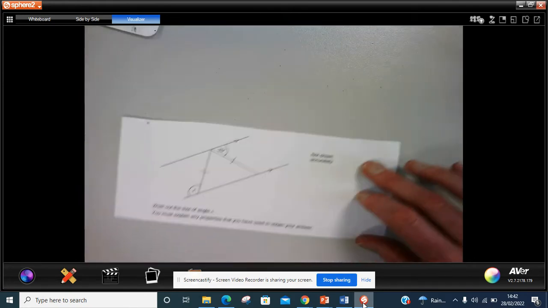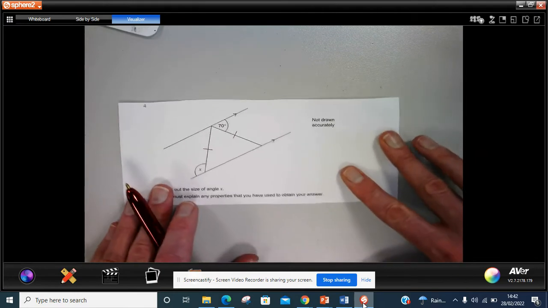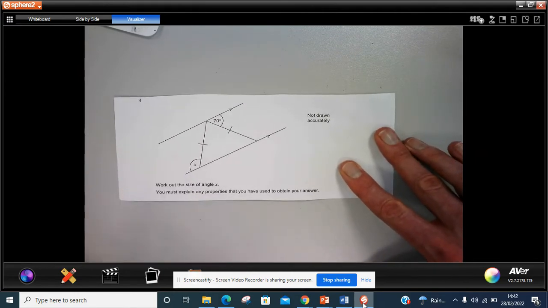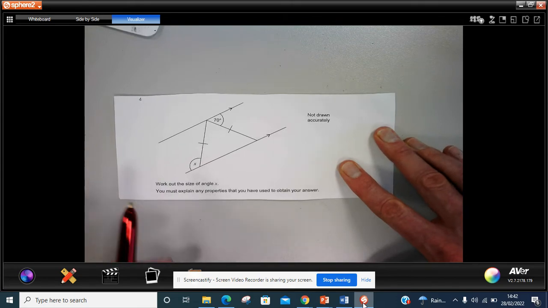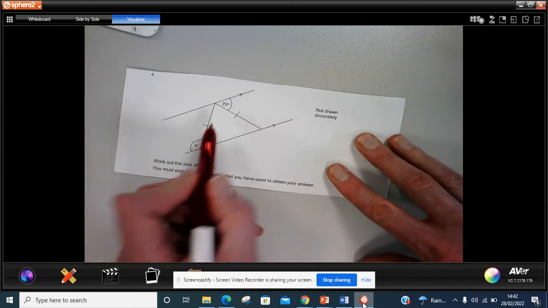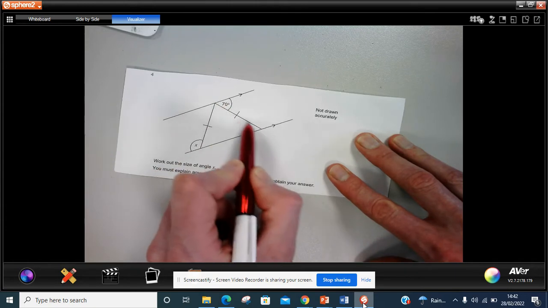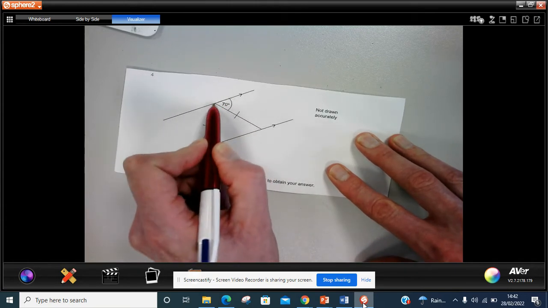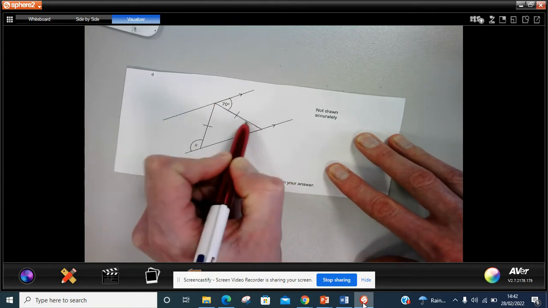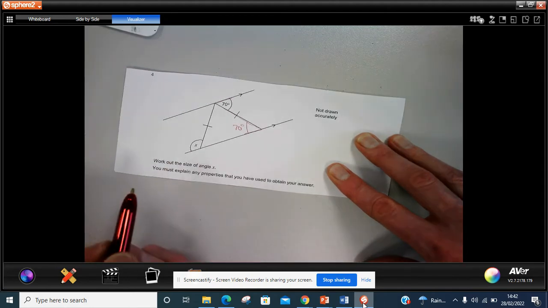And again, in a slightly different context, you might need to use other angle facts as you're going along. So always put on all the angles that you know. So here I can see I've got my alternate angle there. So there's my alternate angle. So that angle there is going to be 70 degrees.